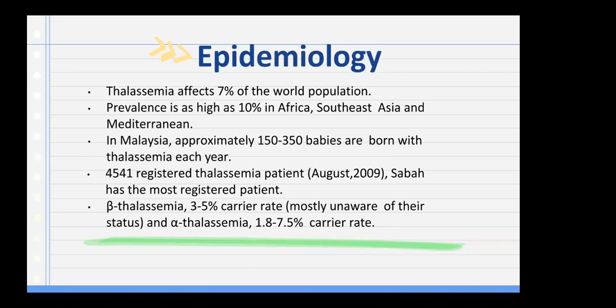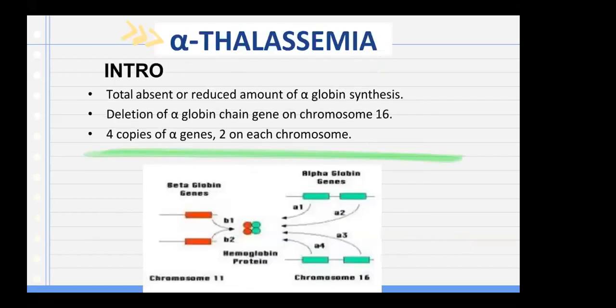And next is the beta thalassemia, around 3 to 5% have carrier rate and mostly unaware. And alpha thalassemia is around 2% to 7.5% carrier rate. And next, we go for the first thalassemia, which is the alpha thalassemia. It means that it has absent or reduced amount of alpha globin synthesis. It is due to the deletion of alpha globin chain gene on chromosome 16.